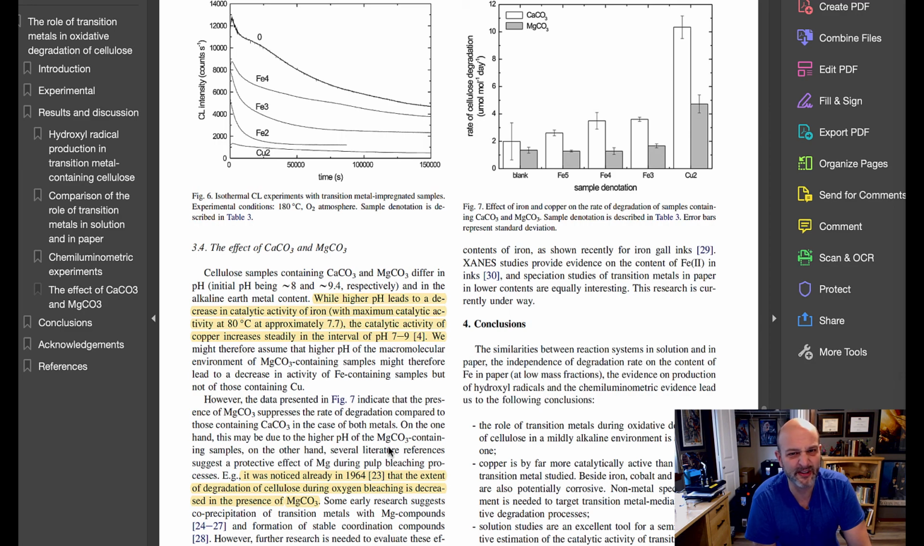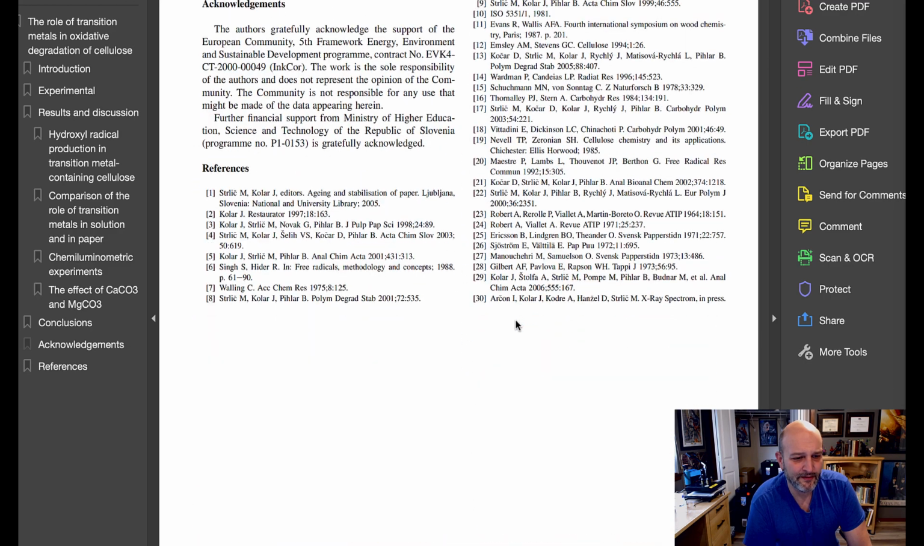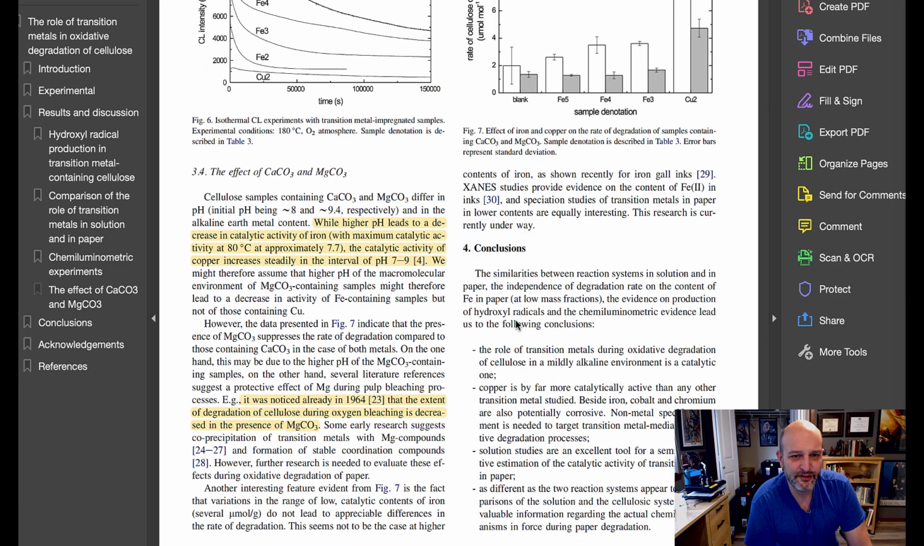It's one of the reasons when we clean, we just don't want to introduce these problems if we don't already have them. So they just say, hey, the conclusion is it goes a lot faster with metals in the reduced state, and it's better to not have them in there. And one of the important things I think is copper is by far more catalytically active than any other transition metal studied. They studied iron, cobalt, chromium are also potentially corrosive, but not as bad as copper.